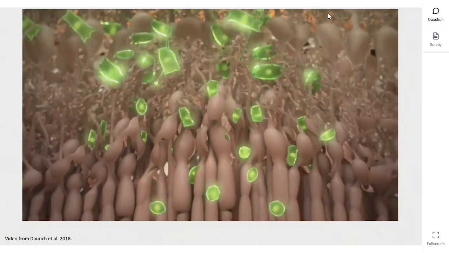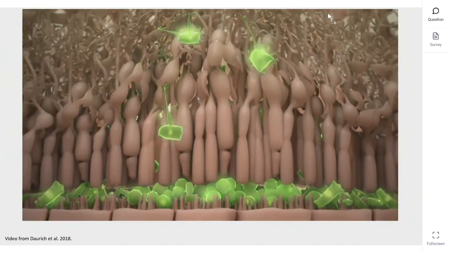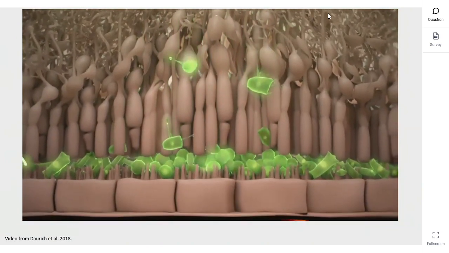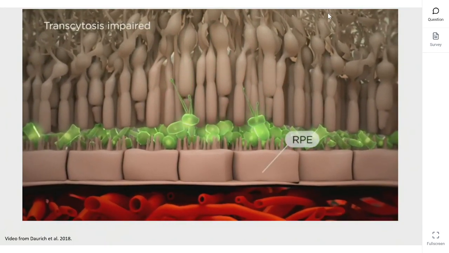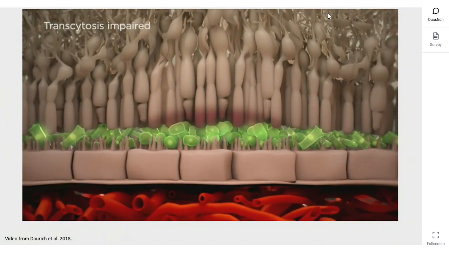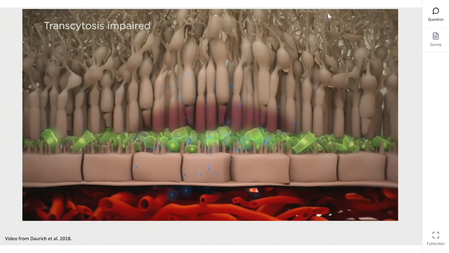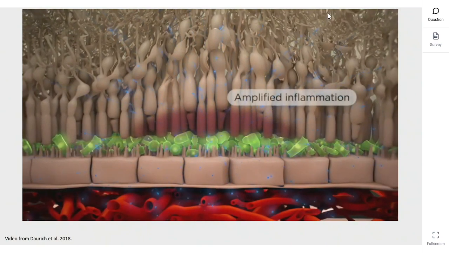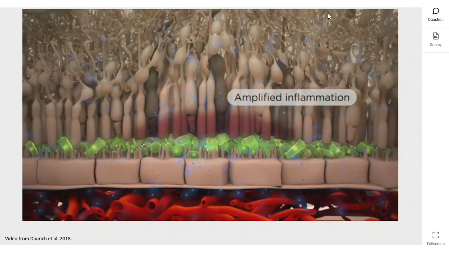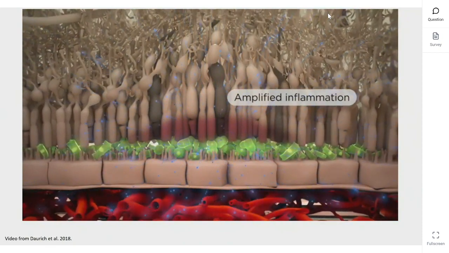Activated microglial cells proliferate and migrate into the subretinal space. As a result of abnormal transcellular channel formation in the diabetic retina, transcytosis of activated microglial cells is impaired and leads to accumulation of cells. The trapped microglial cells continue to produce inflammatory mediators that further amplify the inflammatory response and ultimately lead to disruption of the inner nuclear layer and neuronal cell death.